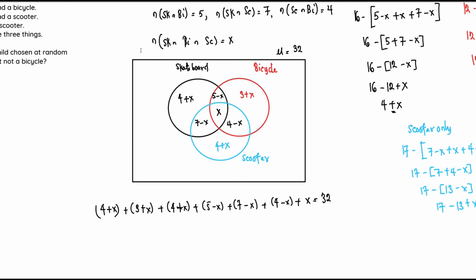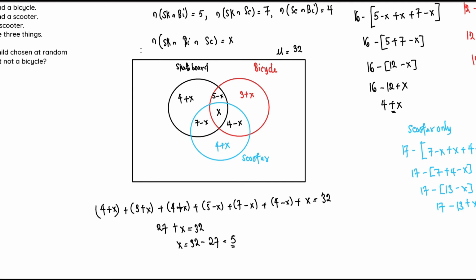So let us add up all the numbers. That's 4 plus 3 plus 4 plus 5 plus 7 plus 4, and that is going to give us 27. So x plus x gives us 2x, 2x plus x gives us 3x, 3x minus x gives us 2x, 2x minus x gives us x, x minus x gives us 0, so we have plus x left. So this is plus x, which is equal to 32. When we do the math, x is equal to 32 minus 27, and that gives us 5. So that means 5 students own a scooter, a bicycle, and a skateboard.